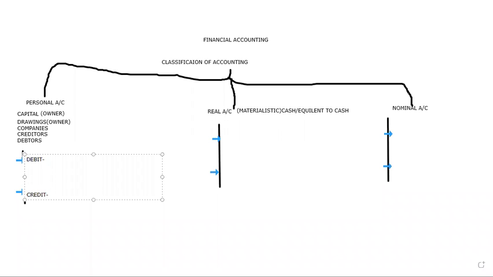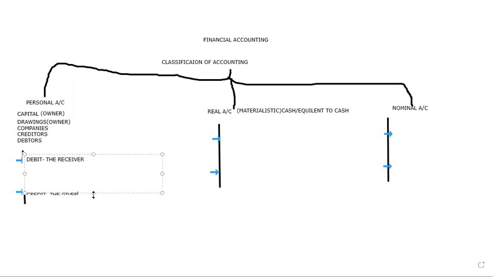Okay, so first one, debit. Now, personal, I said. So when personal means we are representing persons, how are we going to write? Debit the receiver, because I said the debit side is going to increase the value. So debit the receiver, and credit, he is on the sacrificing side, so that's why we call him the giver. So debit the receiver, credit the giver.